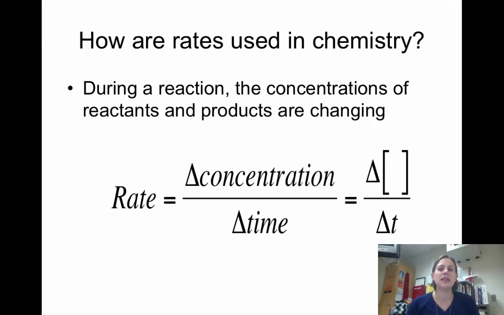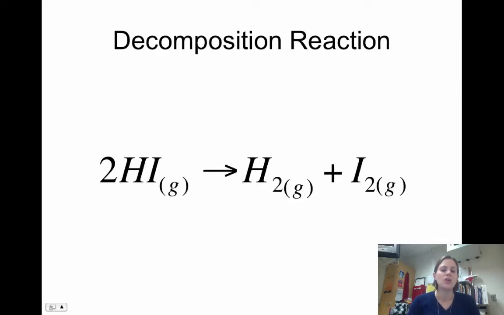How are rates used in chemistry? Well, during a reaction, the concentrations of reactants and products are constantly changing. And so in chemistry, we are interested in the change in concentration over the change in time. That's how we're defining a rate in chemistry. The shorthand way to say that is delta square brackets, which is representing concentration, over delta T, your change in time. So we take a look at this decomposition reaction.